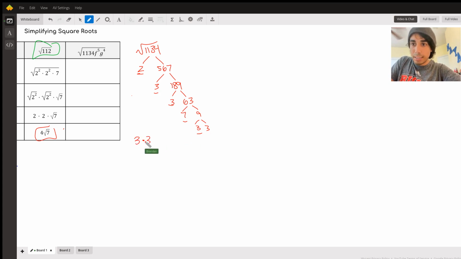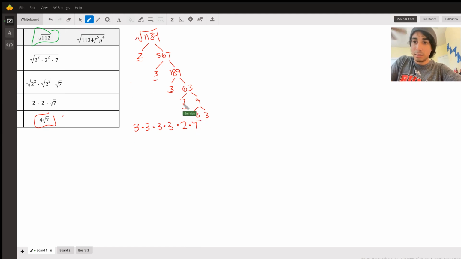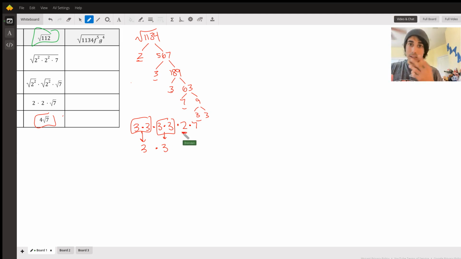I'm going to write them all next to each other so the pairs are a little bit easier to see. I had 4 3's, and then I had a 2, and then I had a 7. All right, so there's a pair. There's another pair. And remember, for each pair, only 1 is going to come outside. So 3 comes out. Another 3 comes out. And then the ones that did not have a pair, right? 2 doesn't have a pair because there's no other 2 that came out. No other 7 came out, so 7 does not have a pair. Those guys are going to stay on the inside of the square root.